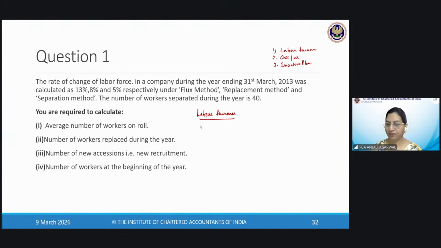So labor turnover means when the labor leaves the organization. Labor turnover is not something good. And we have 3 methods by which we calculate labor turnover. One is separation. The second is replacement. And the third is flux.